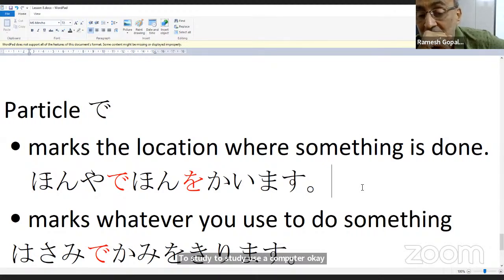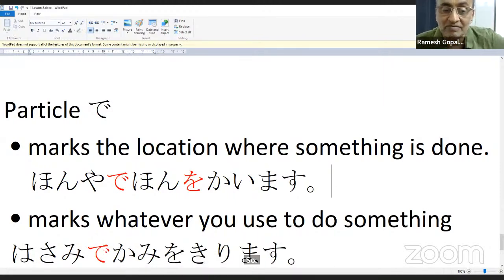Okay. Eating. How do you eat? With what? My hands or spoon. Hands, spoon. So you use something to do something, no? That will get there. That also gets there. So what you use to do something.